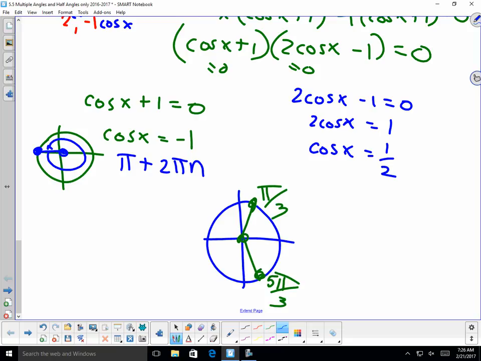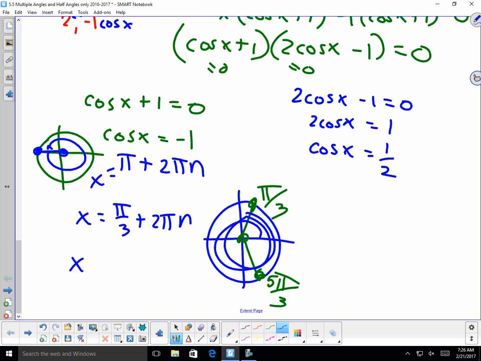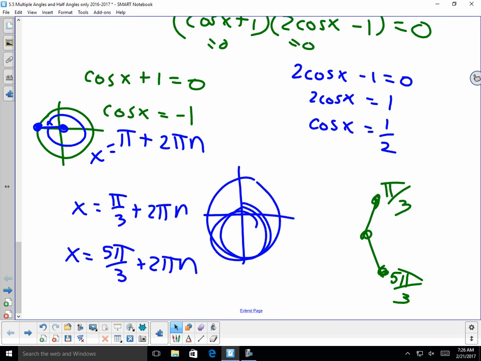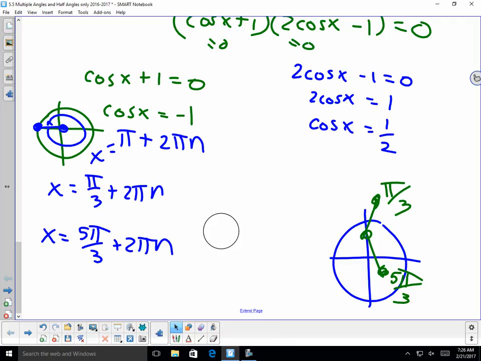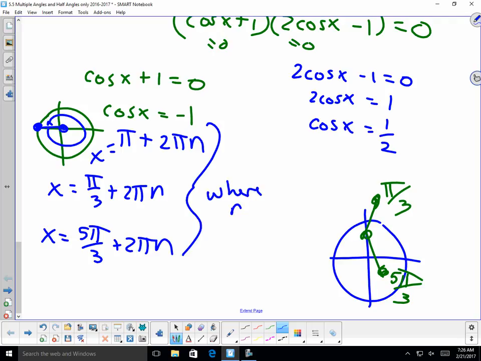So I'm going to add to my list of solutions here. I've got x equals pi plus 2 pi n, and I need x equals pi over 3 plus 2 pi n, because I can keep wrapping around and getting back to that same point again, and x equals 5 pi over 3 plus 2 pi n. And that means we have to add to this all of these solutions where n is any integer. All right, that's our solution for number 1.